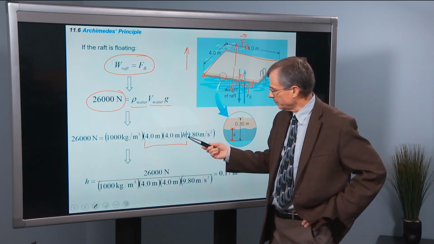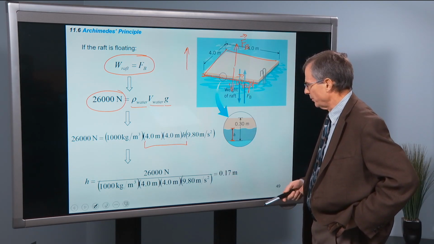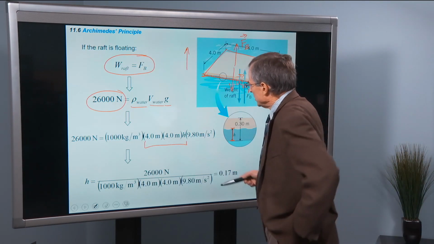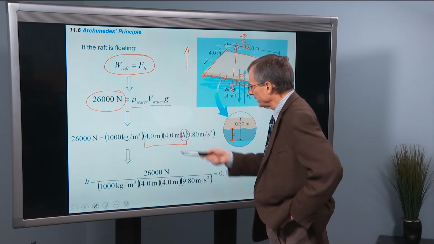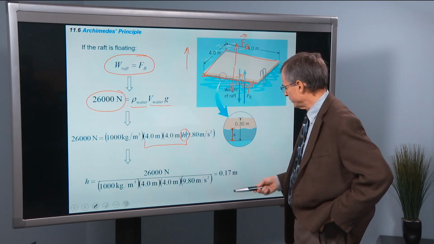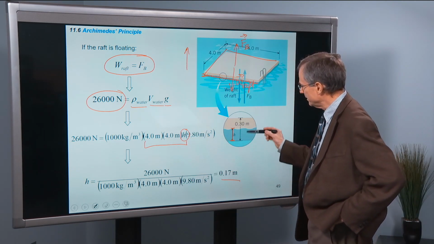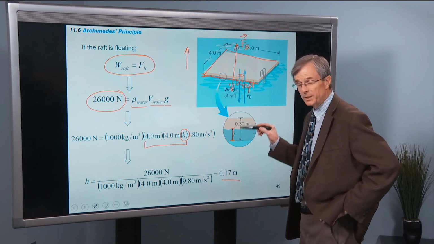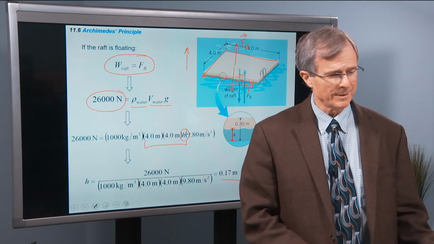Had it been completely submerged, that h would have been 0.3 meters, like it was before. I think it was 0.3. Yeah, 0.3, right there. So now we have the weight of the raft. We have everything, and the only thing we don't have is exactly the thing that we want, which is how much of it is below the surface. And we just solve this equation for h, and we get 0.17. So about half of it is underwater. 0.17 meters is under, 0.13 meters is above, to add up to 0.3 meters in all. Really, the math is quite simple.